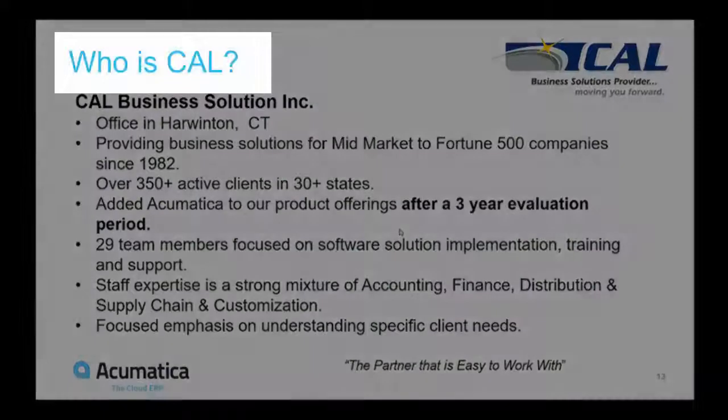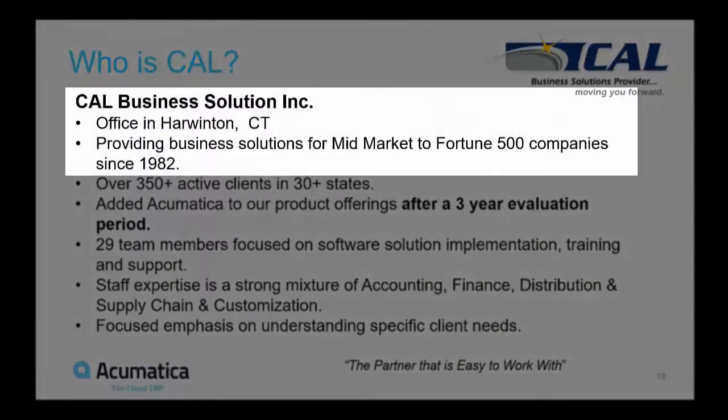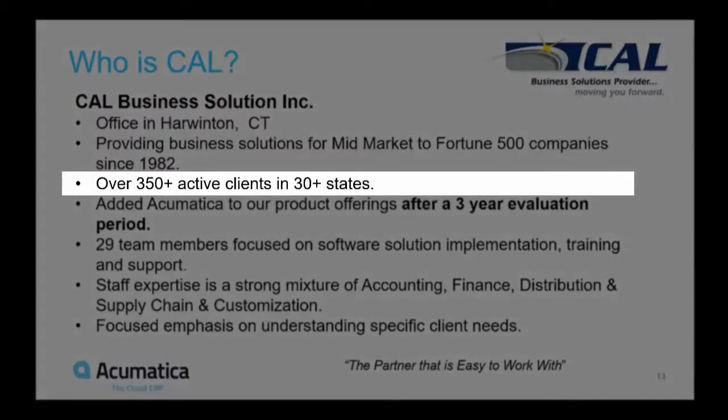Just a little bit as who is Cal? Cal Business Solution, we have been doing business since 1982. So we've seen changes in the marketplace and we serve many small, mid-market, all the way up to Fortune 500 companies. We've worked with and implemented ERP systems for over 350 clients in about 30 states.